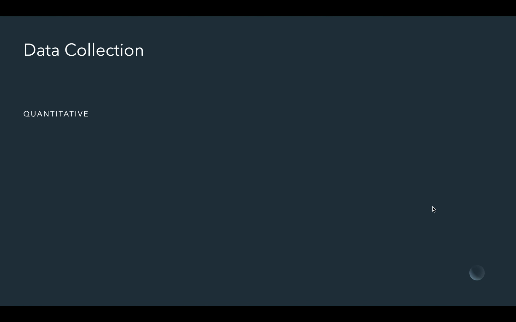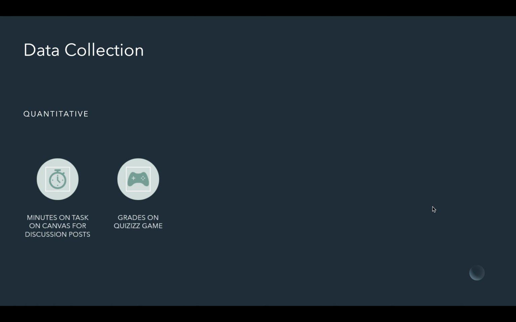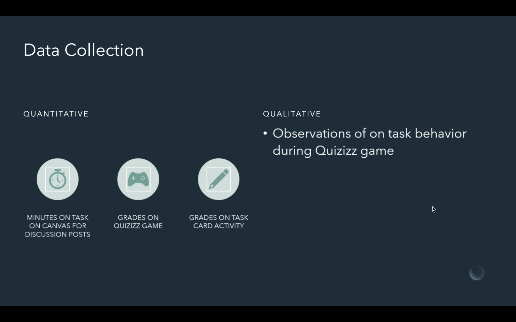Quantitative and qualitative data were collected to determine if 2 students were struggling in the Converting Rates to Unit Rates course. The quantitative data came from looking at the minutes on task on Canvas for the discussion posts, the scores on the quizzes game that was played, and the grades on the task card activity. The student should be able to respond to the discussion posts in 5 minutes, score at least 8 out of 10 or 80% on the quizzes game, and score at least 80% on the task card activity. The qualitative data were gathered through observations of on-task behavior during the quizzes game and task card activity.